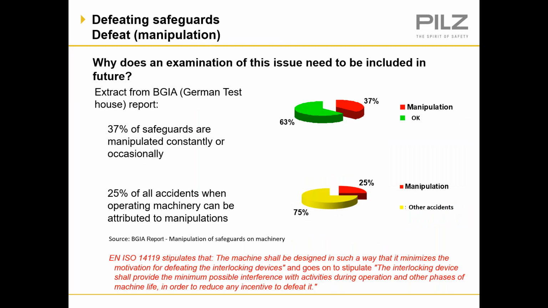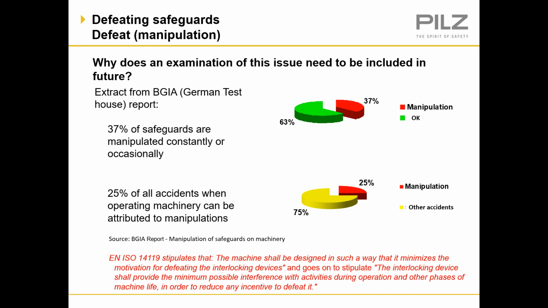So, defeating safeguards, manipulation. ISO 14119 stipulates that the machine shall be designed in such a way that it minimizes the motivation for defeating the interlocking devices, and goes on to stipulate the interlocking device shall provide the minimum possible interference with activities during operation and other phases of the machine life in order to reduce any incentive to defeat it. So why is this important?